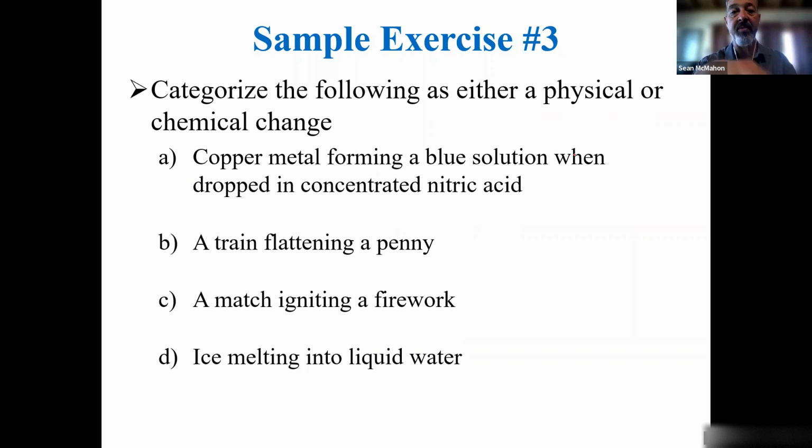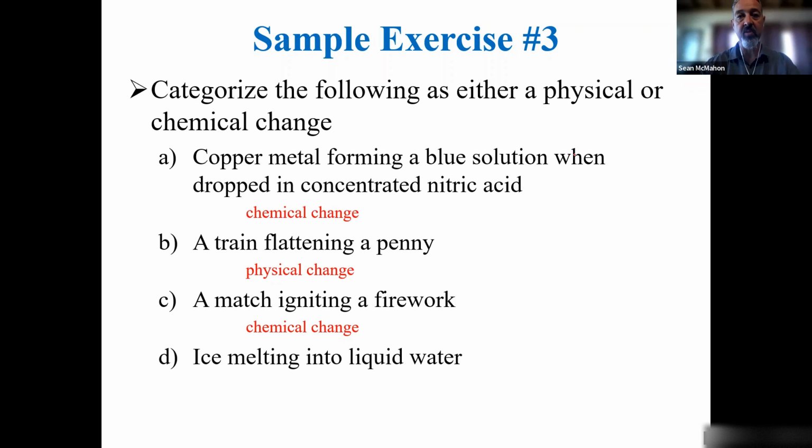Is this an example of a physical or chemical change? Copper metal forming a blue solution when dropped in nitric acid. It's chemical. Evidence of the reaction is a color change. A train flattening a penny. Well, that's just a physical change. It's still a penny. I'm just squeezing it down. A match igniting a firework. There's a release of heat, energy, and light. That's why they're so beautiful. So that's a chemical change.